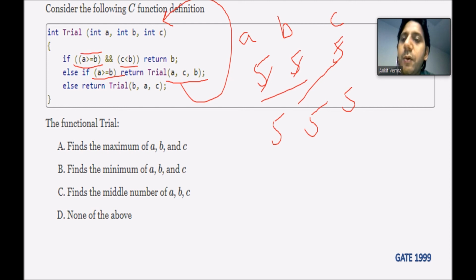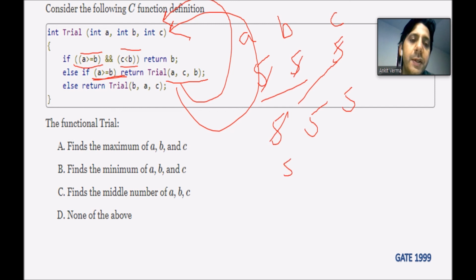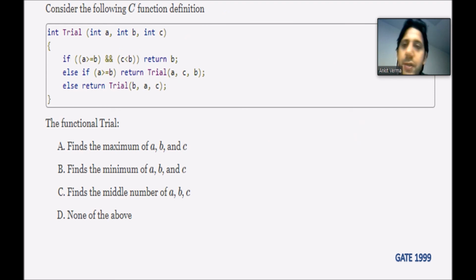Again it checks, A greater than or equal to B, and C less than B? No. Again this is true. Again in the same manner A, C, B, where A is 5, C is 5 and B is 5. So this will become infinite. Again no middle number is coming. So D is the answer of this question. Clear everyone?